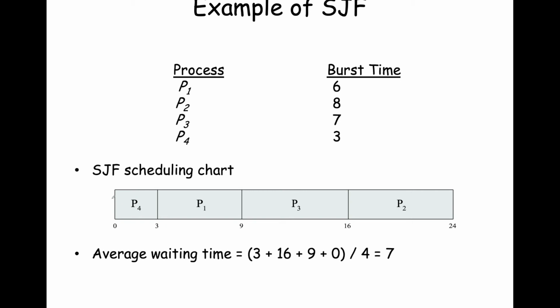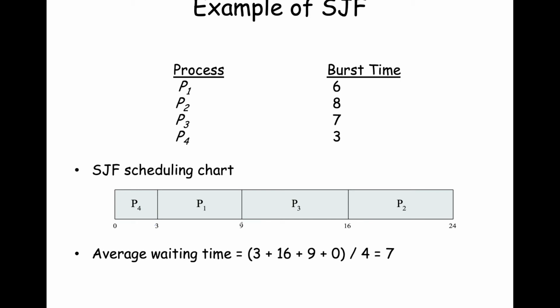So here on the Gantt chart laid out in time, process P4 starts at time 0, runs for 3 milliseconds, and then it exits. Next, we have process P1. It starts at 3 after process P4 has exited, and it runs for 6. So process P1 exits at time 9 milliseconds.